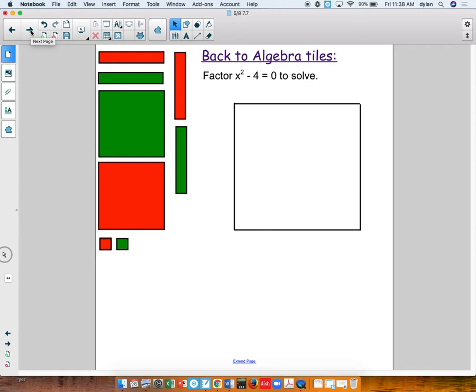All right, so we're going to start by looking back at algebra tiles one more time to help make this shortcut particularly visual for you. So our goal is to solve the equation x squared minus 4 equals 0.